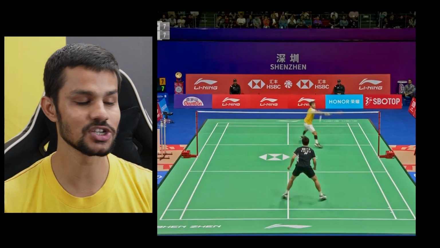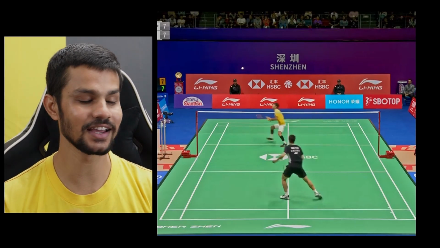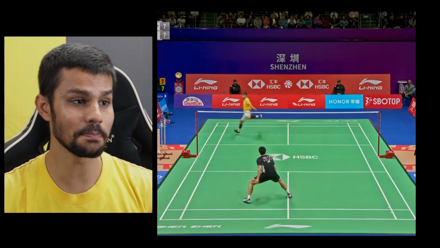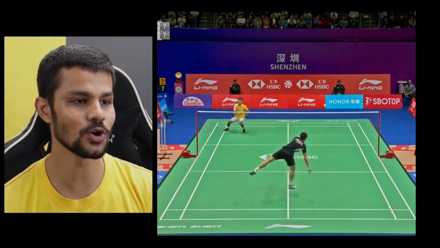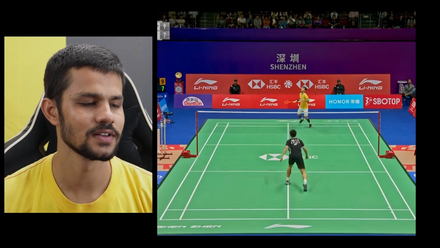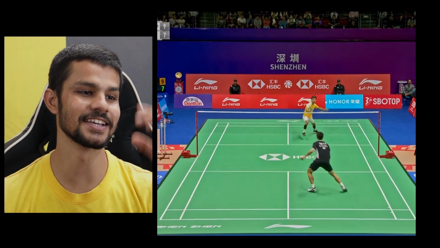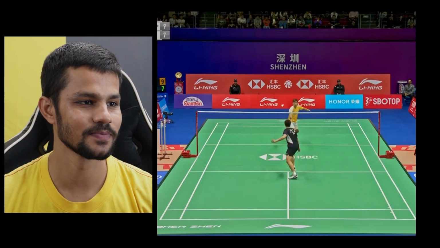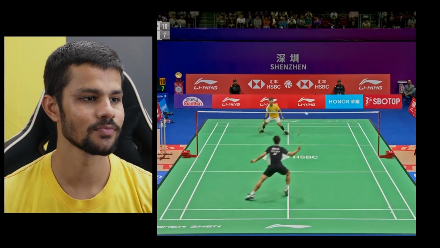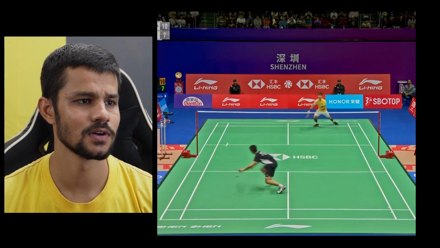But I was not expecting Shi Yu Qi to defend that. Shi Yu Qi defended that again. Sen was not expecting a defense from Shi Yu Qi. Again, Lakshya tried a parallel shot, not a smash, and Shi Yu Qi just defended that. Nice lift. Finally, I saw Sen Lakshya hitting smashes. Finally. Oh, net dribble. He caught him with a net dribble. Nice. Parallel shots. Again, drop.